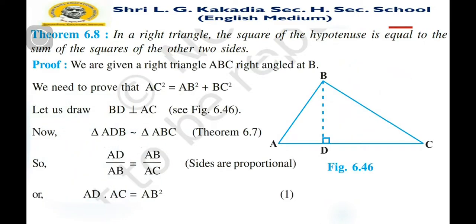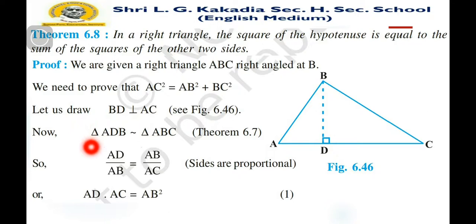Now, the proof of this theorem. Let us first consider right triangle ABC and draw a perpendicular from the vertex B to the hypotenuse AC. We are given right triangle ABC, right angle at B, as we can see here. We need to prove that AC square, the hypotenuse, is equal to AB square plus BC square. So let us draw BD perpendicular to AC.